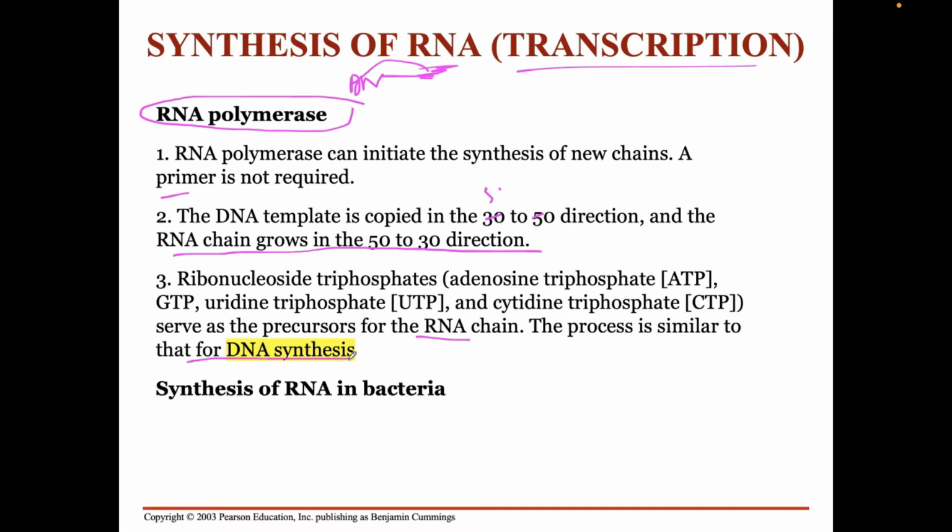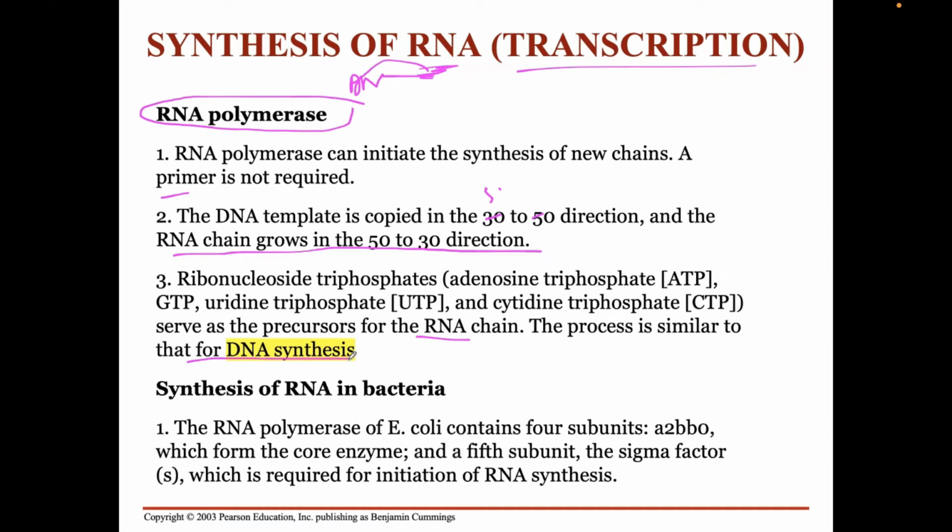And then the synthesis of RNA in the bacteria, magkaiba po sila for the prokaryotes and then the eukaryotes. So, paki-take note na lang yung mga differences in the synthesis of RNA when we're talking about the prokaryotes and then the eukaryotes. So, for the synthesis of RNA in bacteria, the RNA polymerase of E. coli contains 4 subunits. Pakitandaan po sila. Ito po yung mga yon. Again, pakitandaan po yung mga mahalagang enzyme involved in the synthesis of RNA in bacteria.